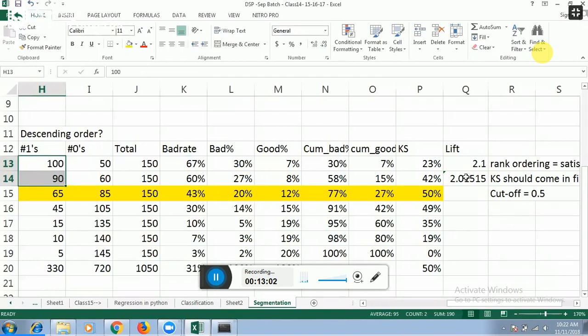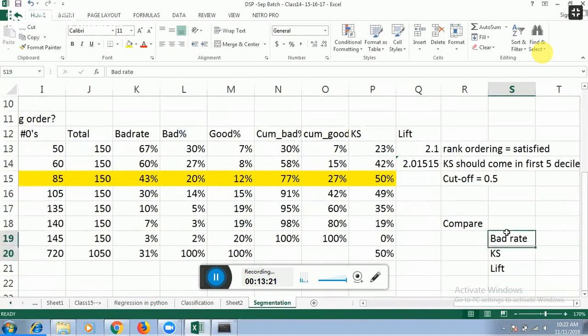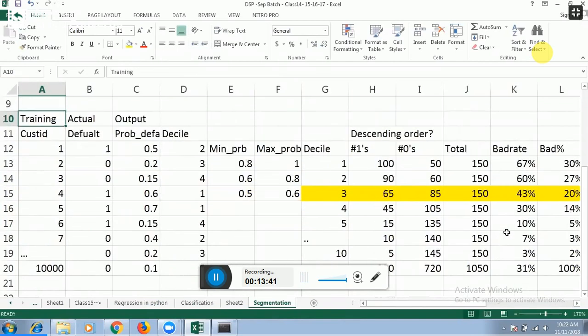So basically we'll compare the bad rate, the KS value, and the lift. These are the three things you will compare between train and test by each decile. If all are coming similar, then your model is satisfactory, and you can also identify the cutoff. So this is what I explained in the decile analysis part. Is that clear or not?